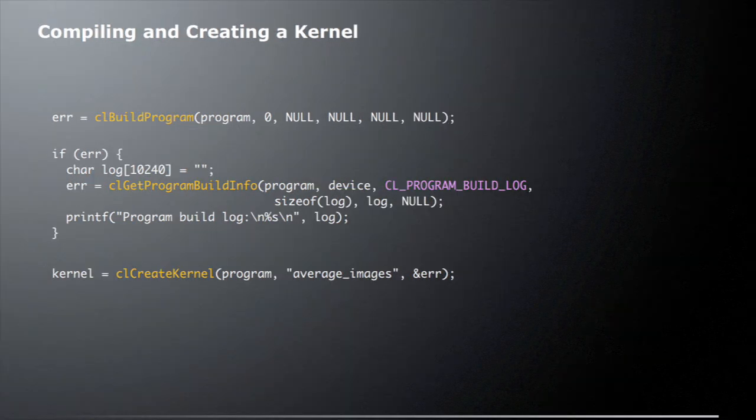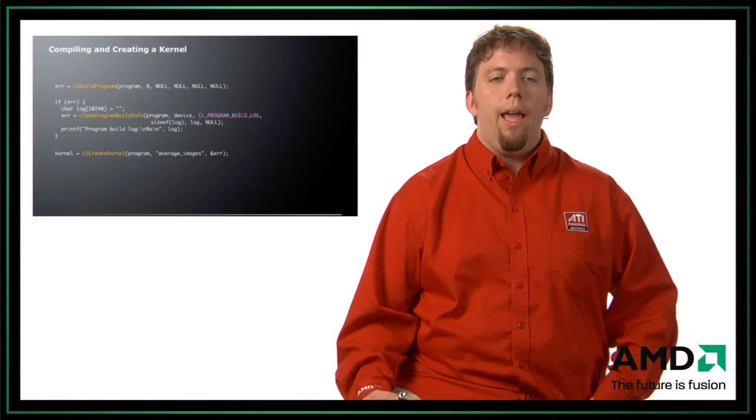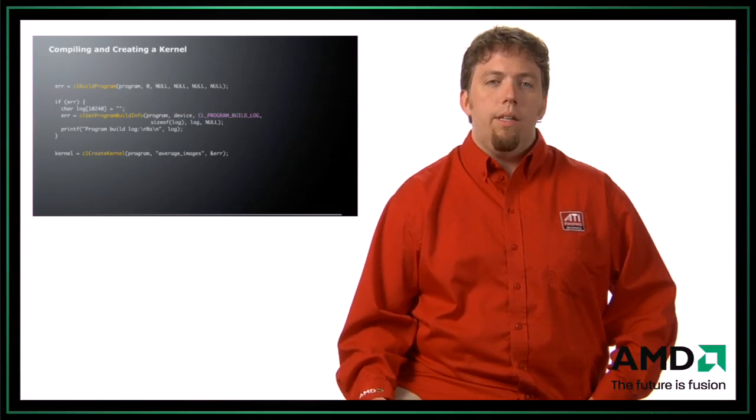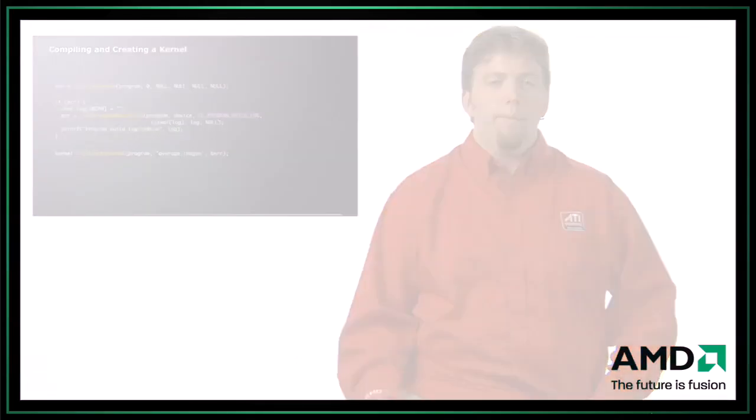In this case, we're going to simply do a CL create kernel. We're going to take our program object that we just built. We're going to tell it we want the average image kernel. And then we'll have an error flag. So we'll create a kernel object from that single kernel instance that is in that program object.